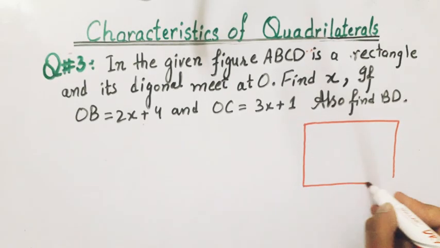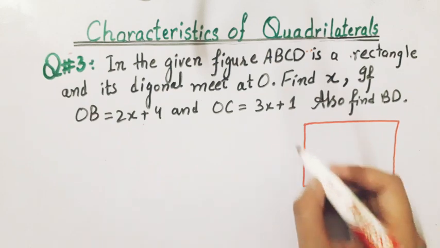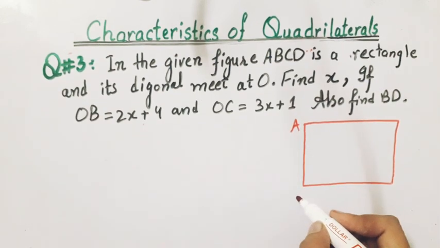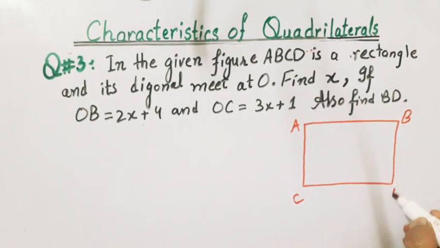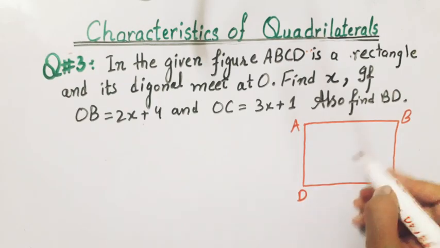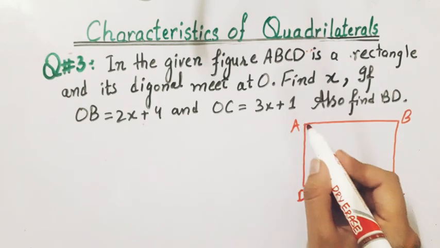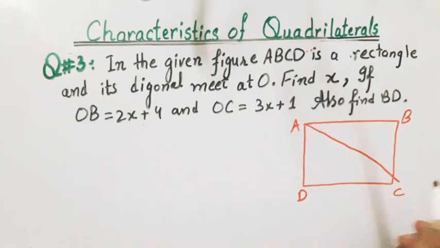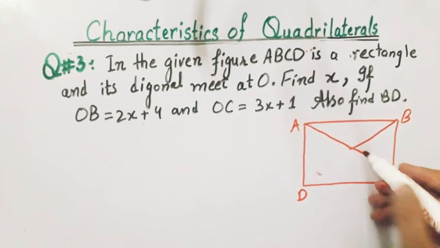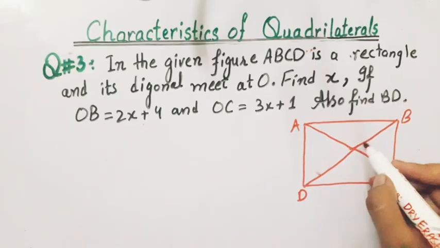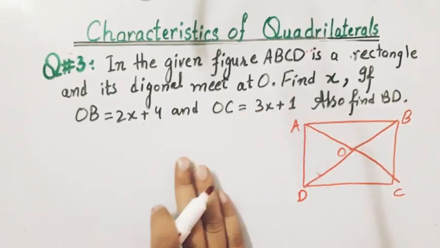So this is the diagram. This point is A, this point is B, this point is C and this point is D. And the middle point will be O, because the diagonals meet. This is the diagonal and this is the other diagonal. And the diagonals meet at point O according to the diagram.